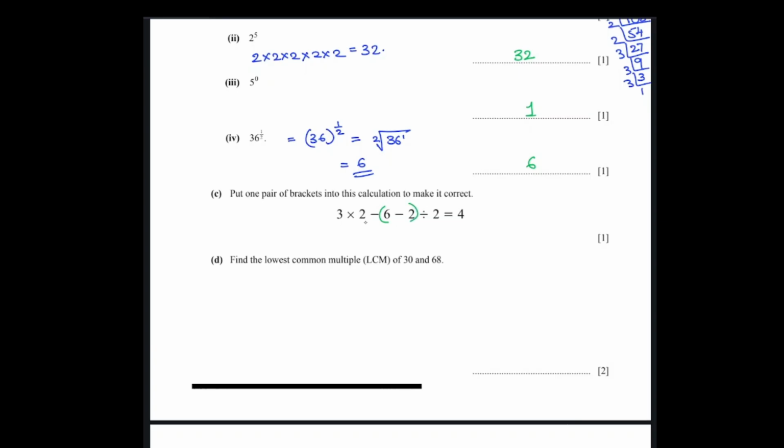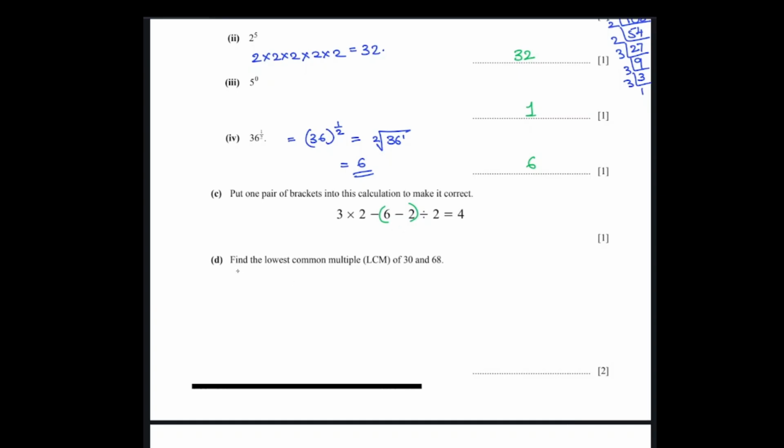So 3 times 2 is 6, minus 6 minus 2 is 4. So first, because this is a bracket, we will do 6 minus 2. So 6 minus 2 is 4. 4 divided by 2 is 2. And 3 times 2 is 6. 6 minus 2 is 4. So this is the right bracket.